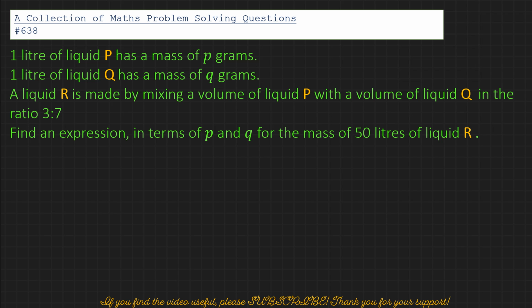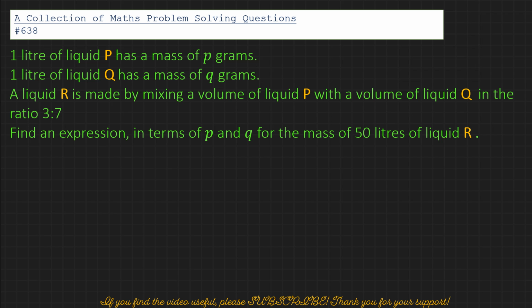1 liter of liquid P has a mass of P grams and 1 liter of liquid Q has a mass of Q grams. A liquid R is made by mixing a volume of liquid P with a volume of liquid Q in the ratio 3:7. Find an expression in terms of P and Q for the mass of 50 liters of liquid R.